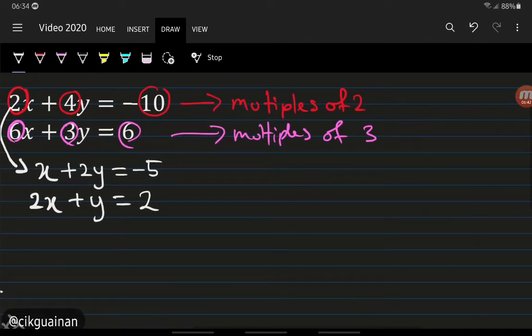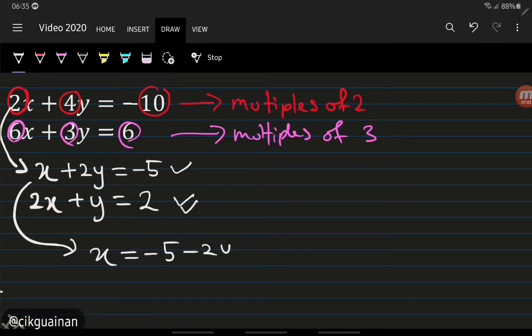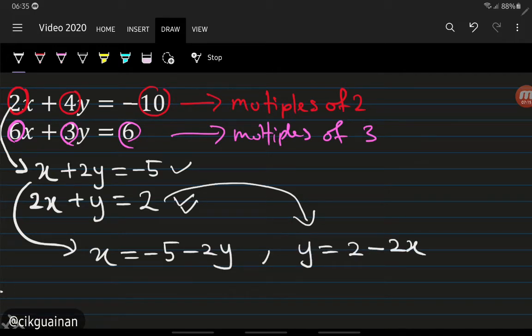Now, in x plus 2y equals minus 5, we can single out the x. For the second one, we can single out the y. So x plus 2y equals minus 5 can be rewritten as x equals minus 5 minus 2y. I'm going to put the second one over here: I'm going to single out the y, so y equals 2 minus 2x.